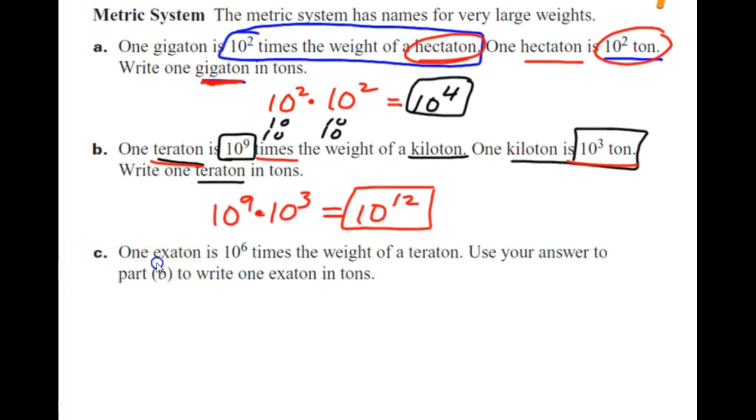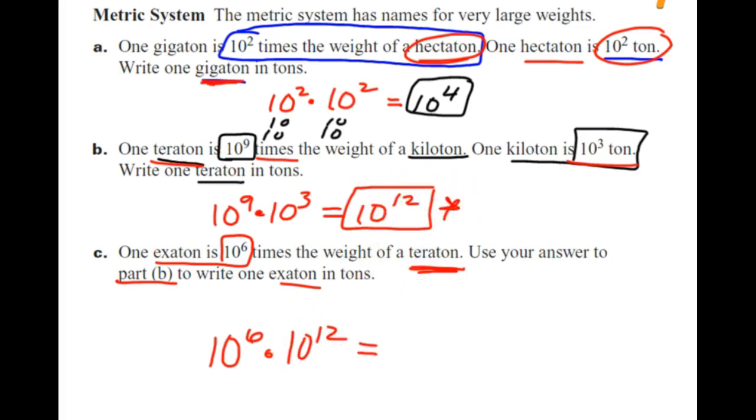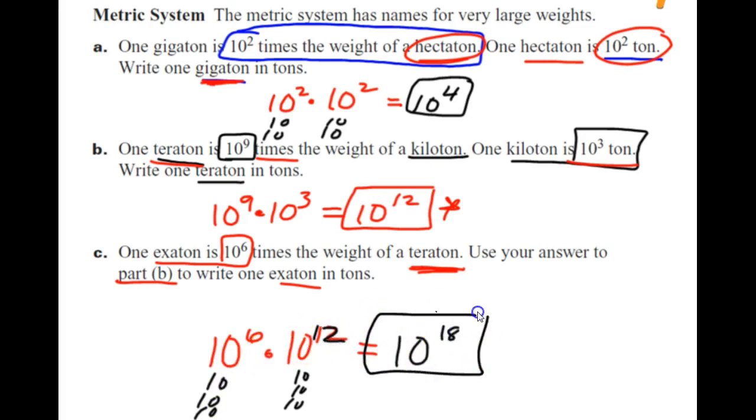So finally, 1 exaton is 10 to the 6th times the weight of a teraton. Use your answer from part B to write 1 exaton in tons. So it says 10 to the power of 6 times the weight of a teraton. Well, we figured out that right here, 10 to the power of 12 is a teraton. So let's simplify this. This would be 12 tens if I wrote that out 12 times. And this would be 6 tens. So total, 12 plus 6 more gives us 18 tens.